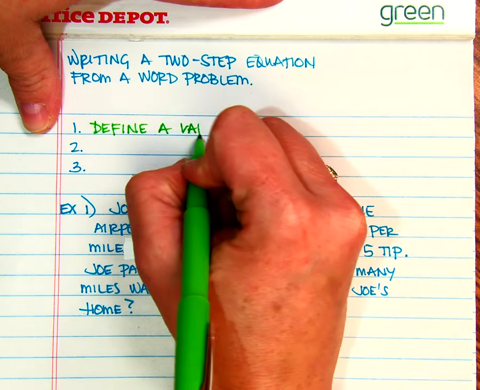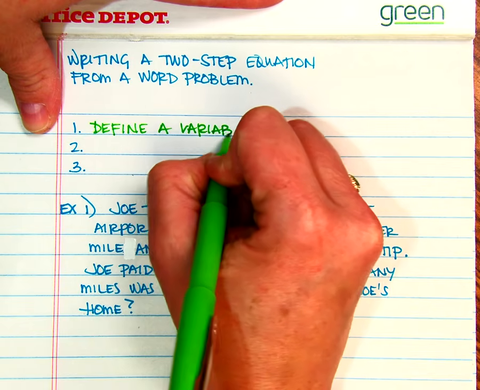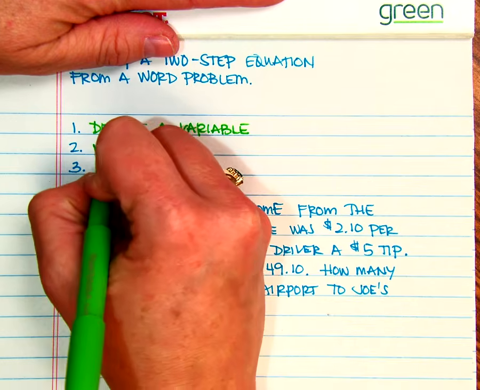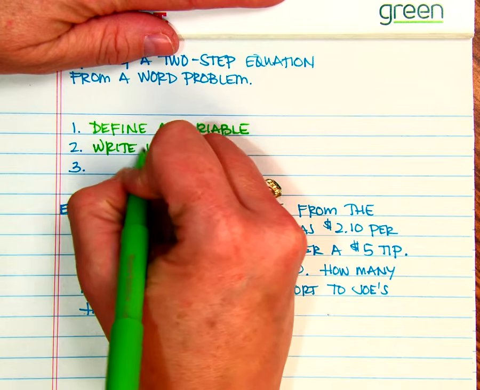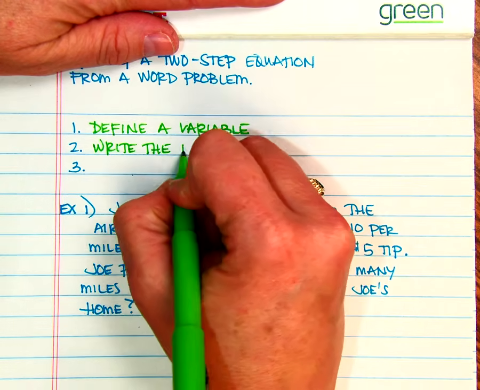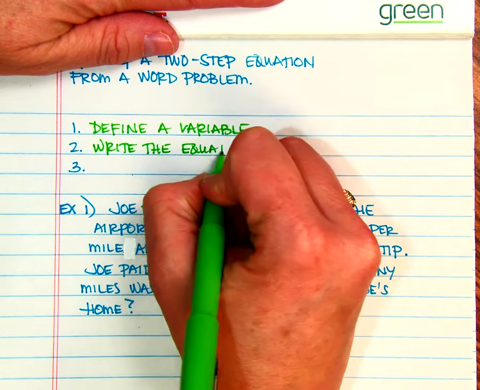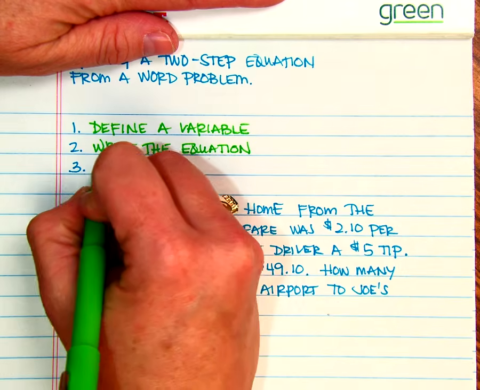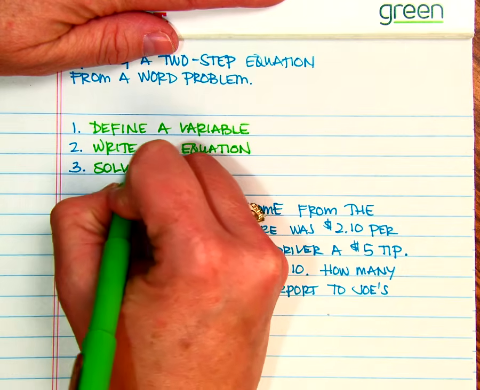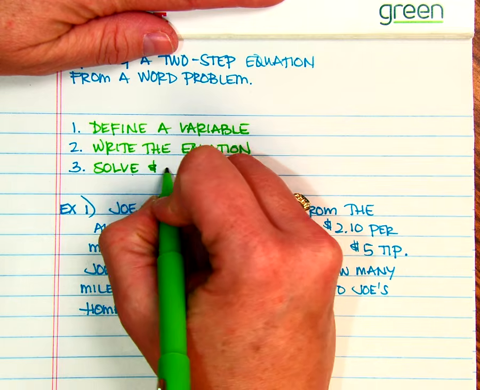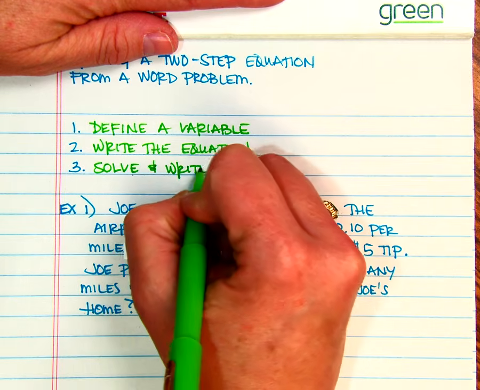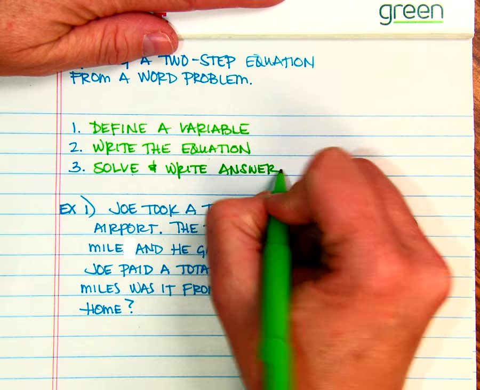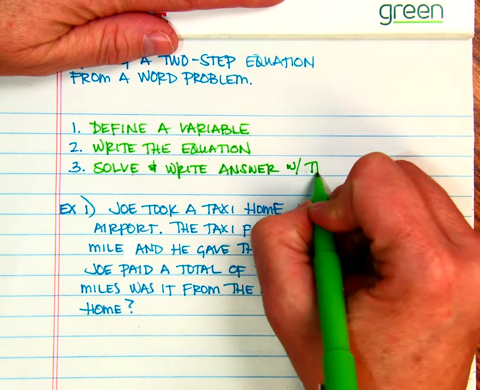So in other words, what is being asked? Define a variable. Write the equation. And then solve the equation. And write answer with the correct label.